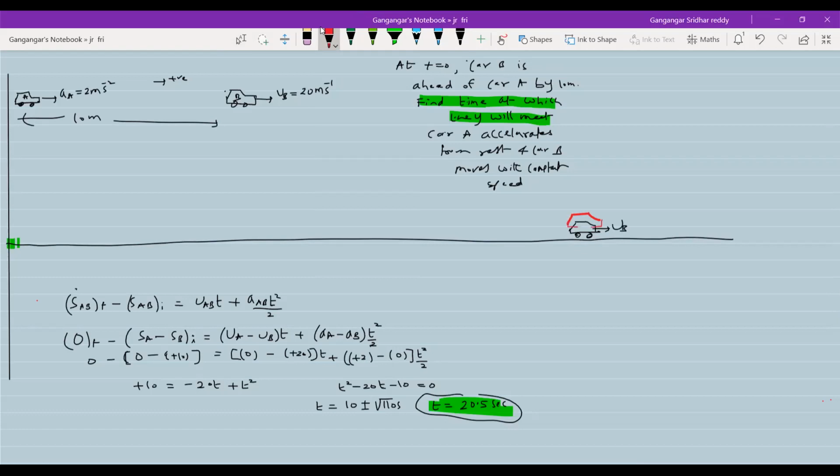So once you learn the method, it will be very easy. So it will be VA. So at this particular position is where the car is. So what is this time? 20.5 seconds.